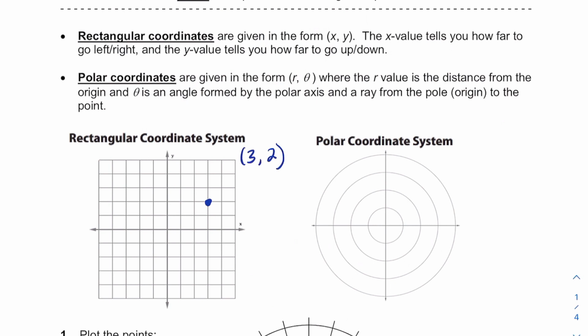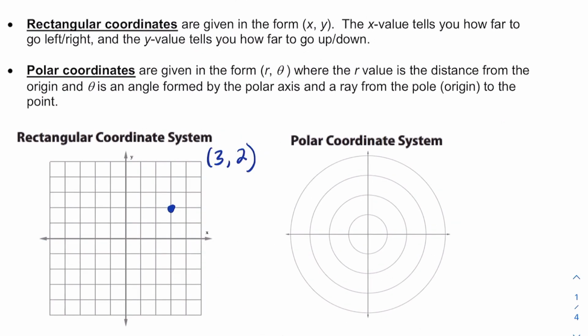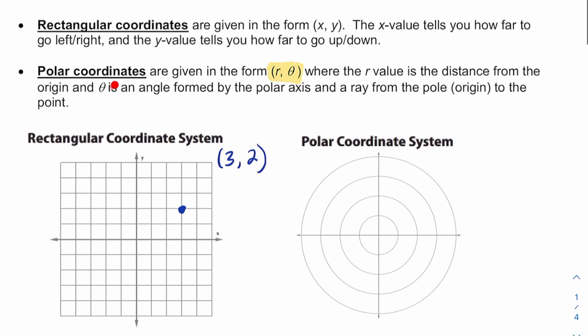The polar coordinate system is still going to start with a foundation of axes that go horizontal and vertical. But instead of using these rectangular grid lines, we are going to work more in a circular system. And so polar coordinates are given in the form r comma theta, sorry, it's been a long day, r comma theta, where the r value is the distance from the origin, and theta is an angle formed by the polar axis and a ray from the pole.